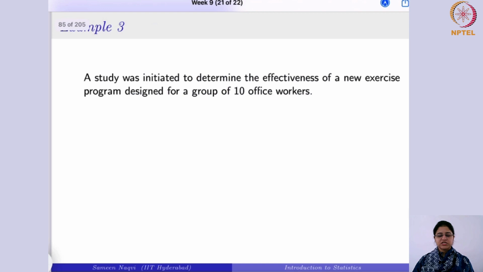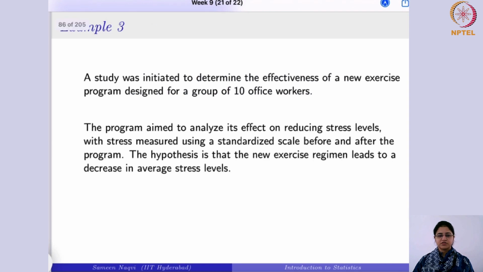To understand this, let us consider this example. A study was initiated to determine the effectiveness of a new exercise program designed for a group of 10 office workers. The program aimed to analyze its effect on reducing stress levels, with stress measured using a standardized scale before and after the program. The hypothesis is that the new exercise regimen leads to a decrease in average stress levels.